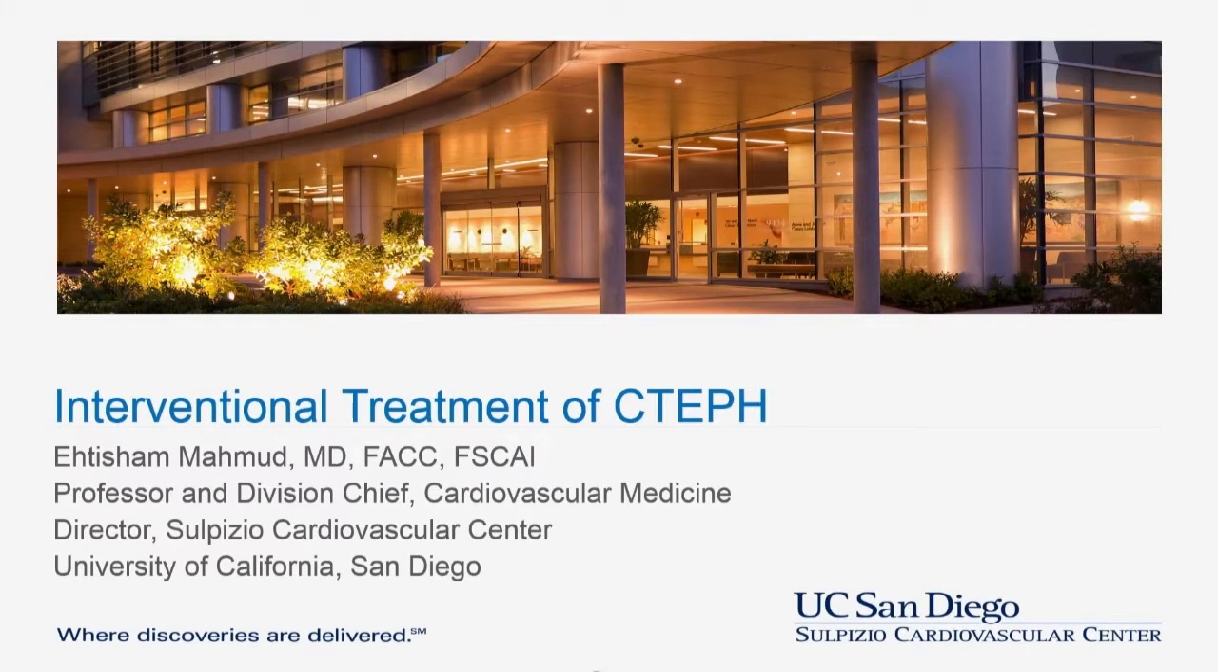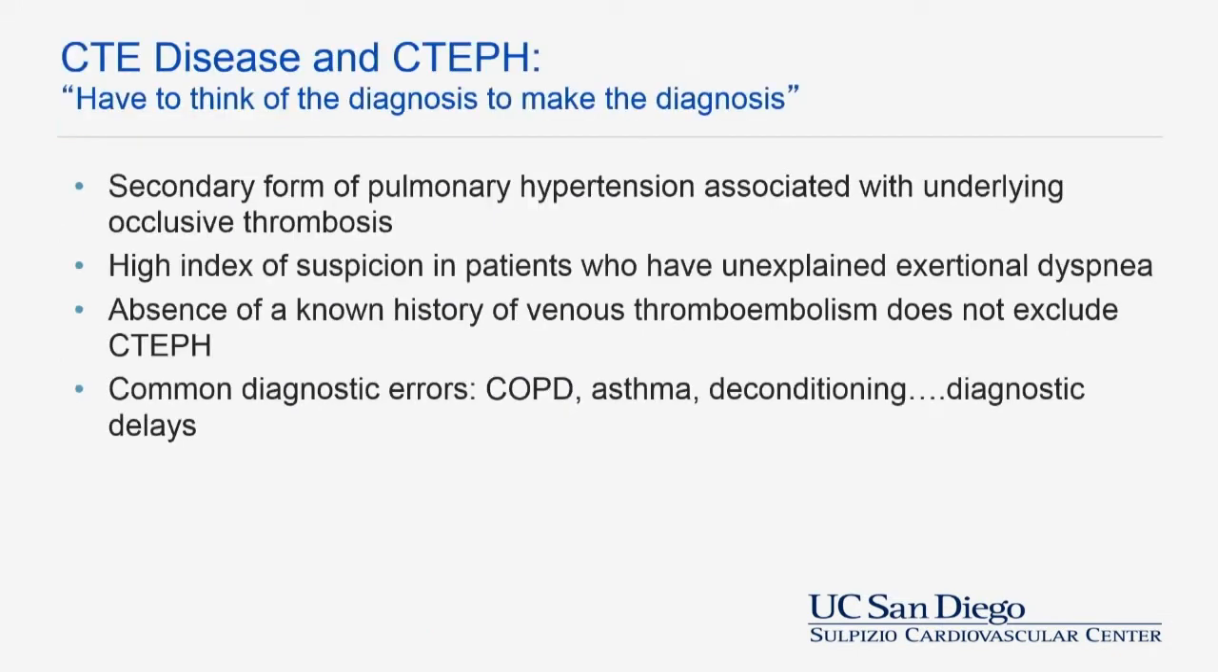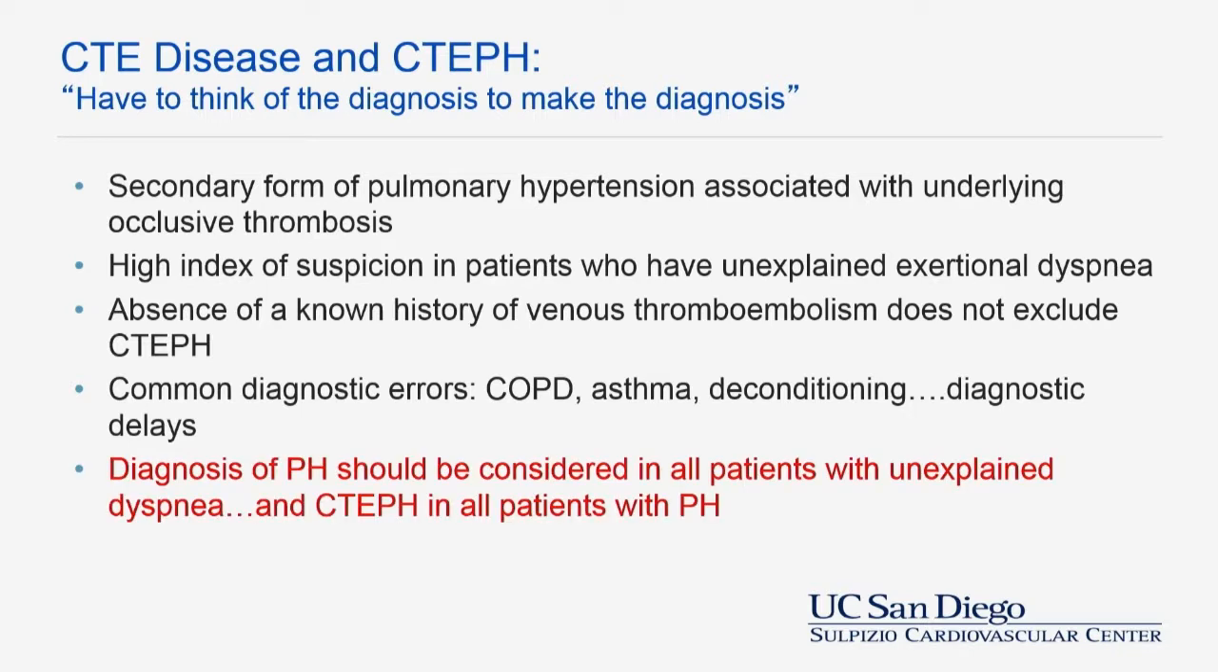So I'll be talking about CTEPH, or chronic thromboembolic pulmonary hypertension. To think about this disease, if you don't think about it, you'll never make the diagnosis. It's a secondary form of pulmonary hypertension associated with underlying occlusive thrombosis. You need to have a high index of suspicion, and often these patients get misdiagnosed with other chronic lung or cardiac diseases. An important takeaway is you don't need to have a history of a DVT to develop CTEPH.